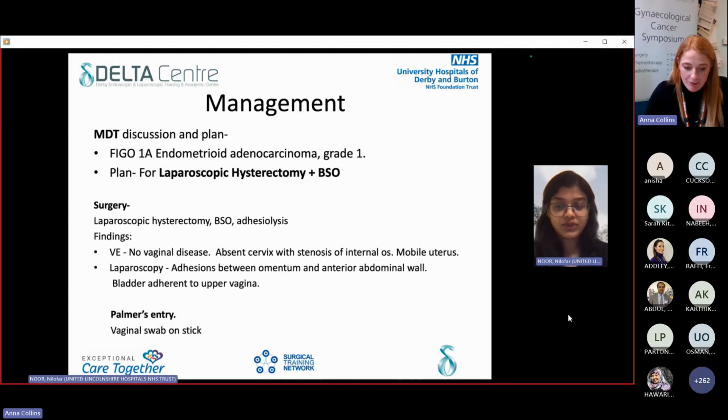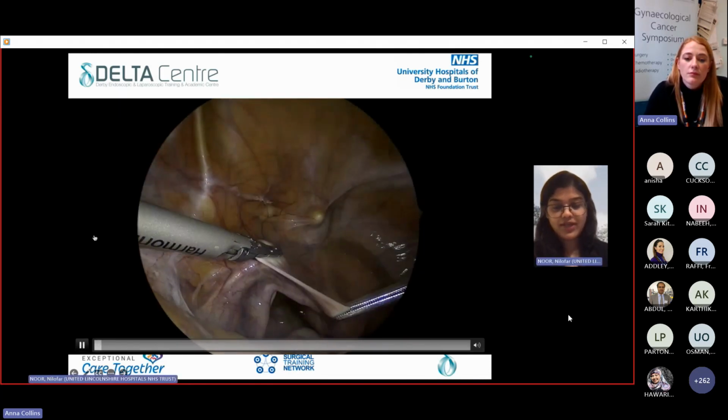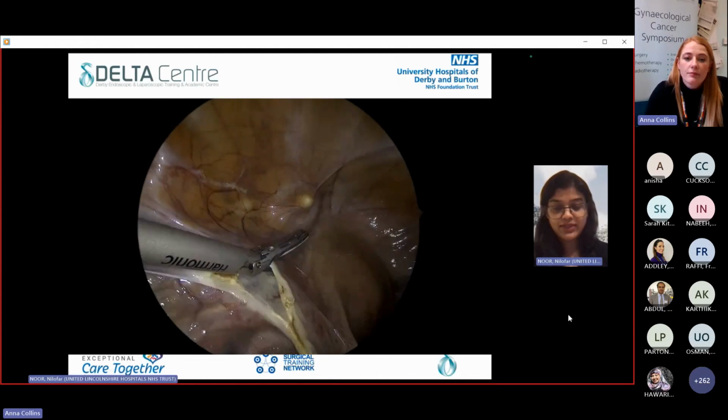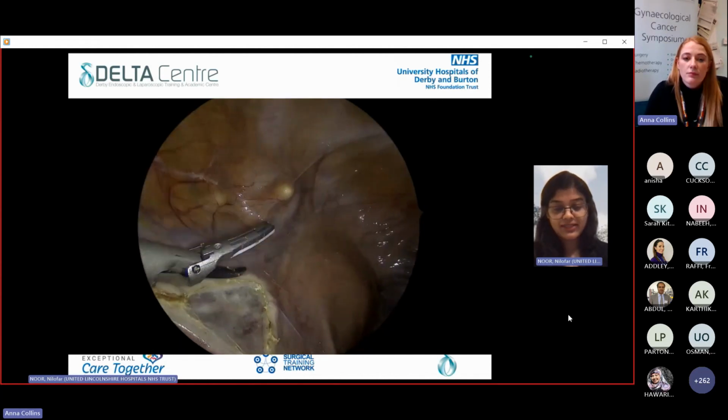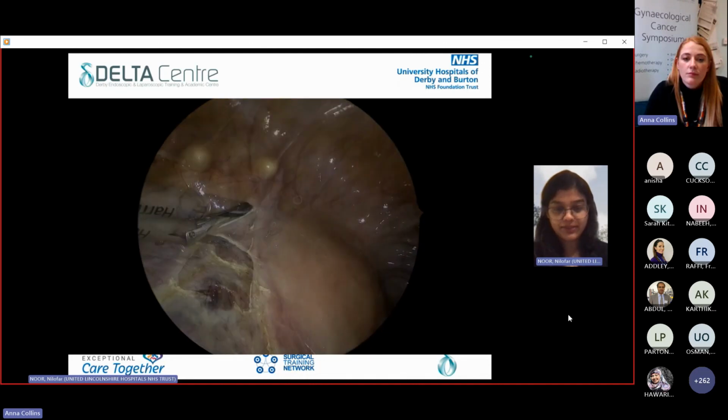A Palmer's entry was used in view of previous surgeries, and laparoscopy showed adhesions between omentum and anterior abdominal wall. Bladder was adherent to the upper vagina. Once ureters were identified in both the pelvic side walls, round ligament was transected on the left side, followed by opening up the anterior leaf of the broad ligament.